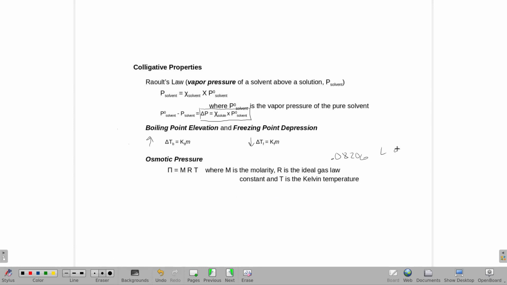0.08206 liters, atmospheres, moles, and Kelvin. This is the only one that we do where the units are kind of important, because since you're using the R from the ideal gas law, you want to make sure your Kelvin is the temperature you use, and you're going to get the osmotic pressure in terms of atmospheres.